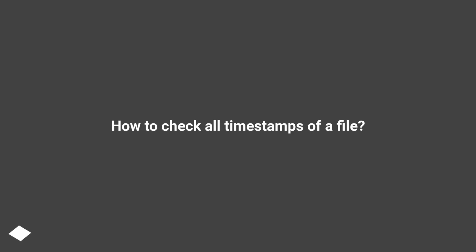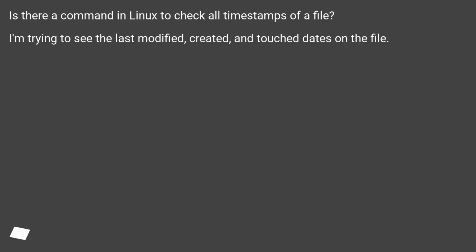How to check all timestamps of a file? Is there a command in Linux to check all timestamps of a file? I'm trying to see the last modified, created, and touched dates on the file.